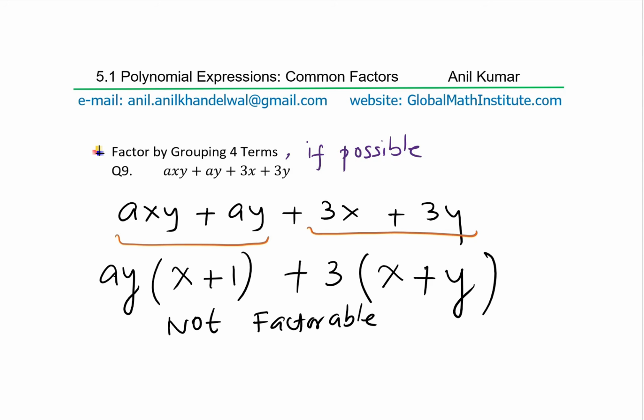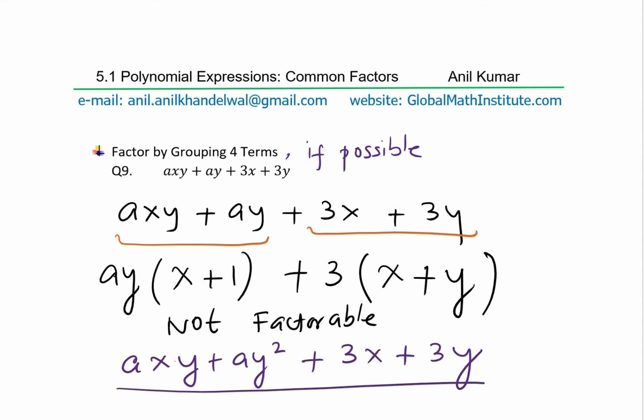Let me just modify this question so that you could actually factor it. So the new question for you is axy plus ay square plus 3x plus 3y. So if I have this as your question, in that case, you can factor it. Perfect. So let this be your test question. Is that clear to you? So you can factor this particular polynomial and then get the result.